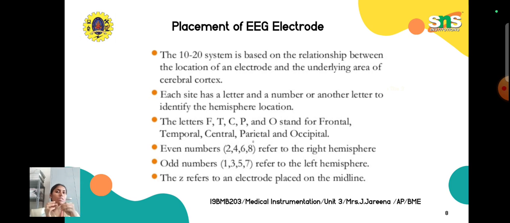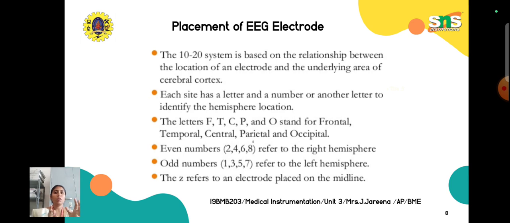Each location is represented by a letter and a number, just to identify where it is located. Since 10 to 20 electrodes are involved, it is very difficult to identify which electrode to place where, so we use letters and numbers. These letters and numbers help identify which hemisphere and lobe we are locating. The frequently used letters are F, T, C, P and O.